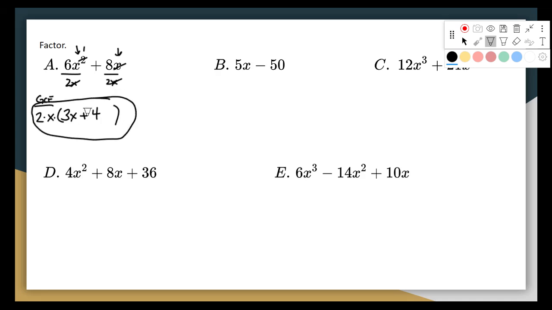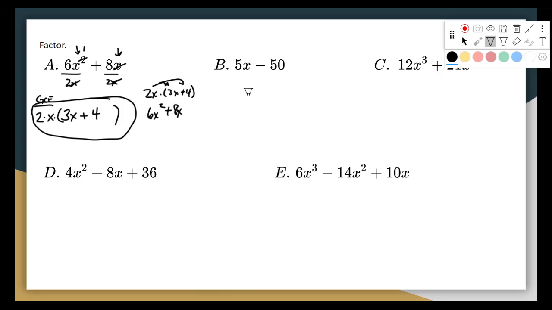This problem is done. It's been undistributed or factored. Okay? You can check to make sure you're right. Just take the 2x and distribute it to the 3x plus 4. You would get 6x squared plus 8x. That's what we started with. So all factoring does is change the form of the polynomial. It doesn't change its value. It just changes the way it looks.